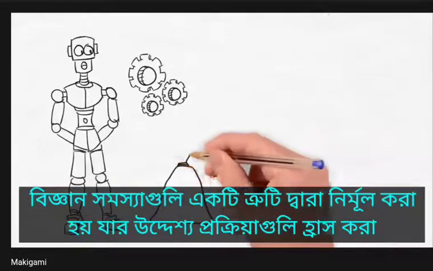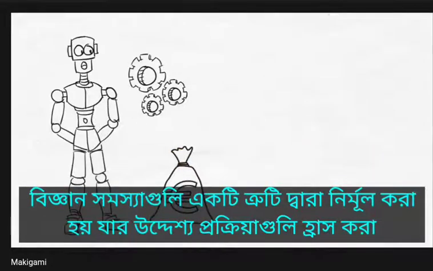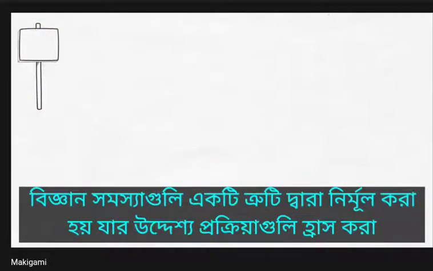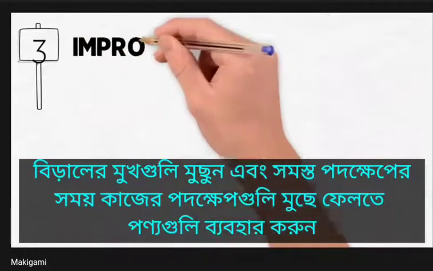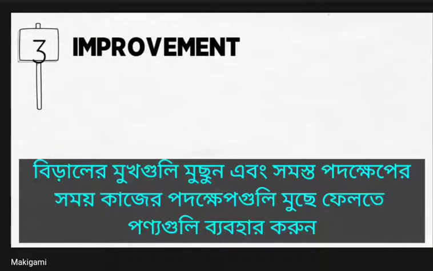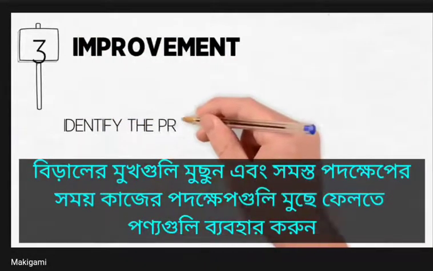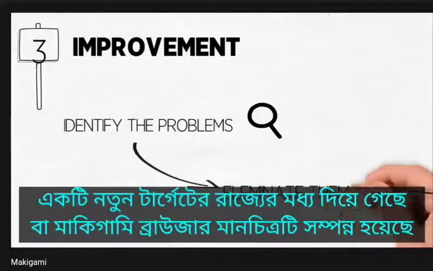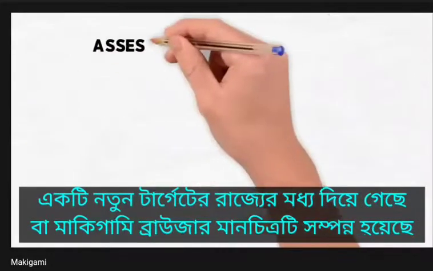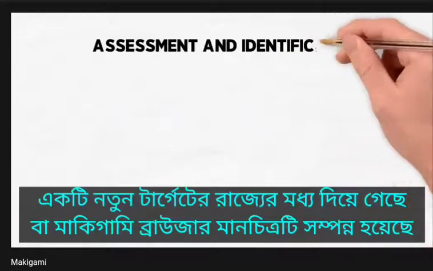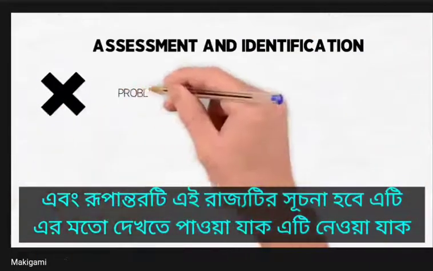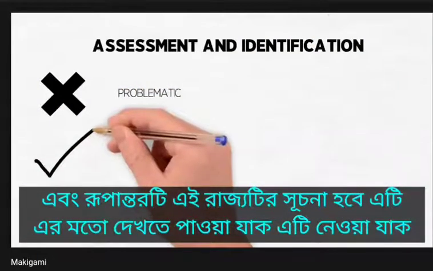Problems are eliminated by trial and error. The aim is to reduce processes to delete cut faces, and to use products to eliminate work steps. When all the steps are passed through, a new target state, or rather the Makigami process map, is done and the transformation will start. This state can look like this.